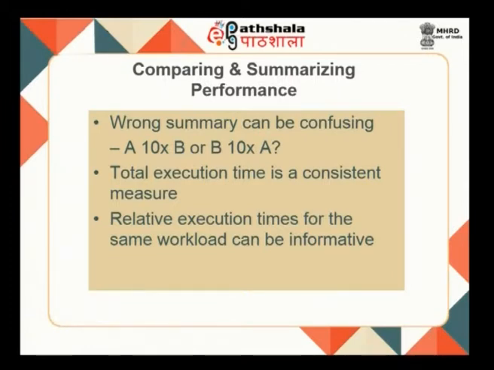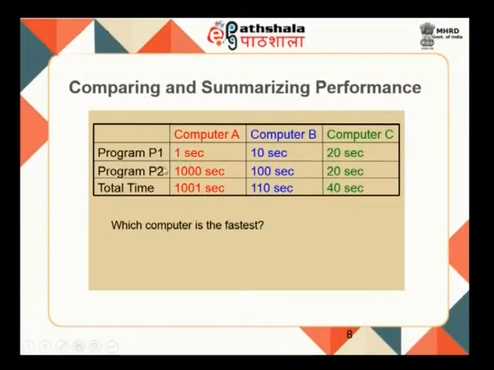We know that the total execution time is a consistent measure of performance, and the relative execution times for the same workload can also be informative. To show an example of the importance of summarization, suppose you have three different computer systems which run two different programs, P1 and P2. Computer A with respect to program 1 takes 1 second for execution. Computer B for the same program takes 10 seconds, and computer C, let us say, takes 20 seconds. Similarly, P2 takes 1000 seconds, 100 seconds and 20 seconds on each of these processors.